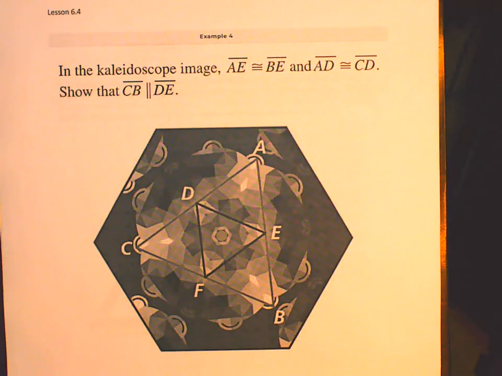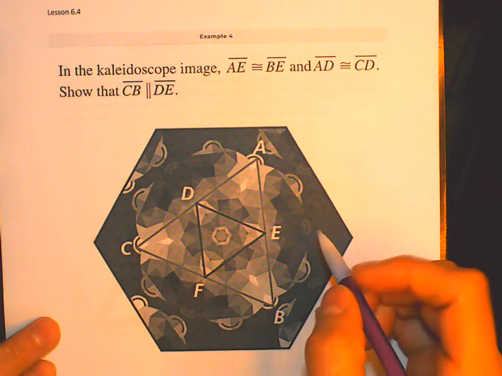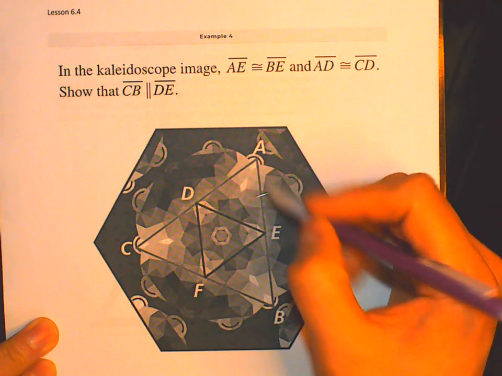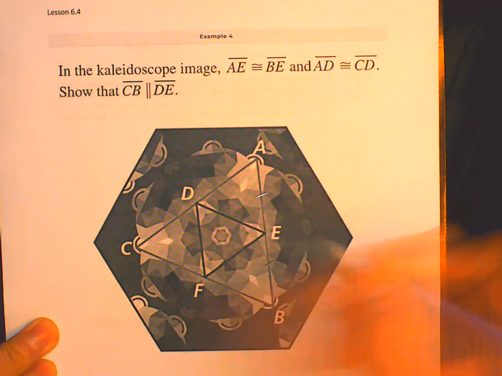Example number 4. In the kaleidoscope image, you have AE congruent to BE and AD congruent to CD, and we need to show that those two are parallel. So let's mark some of these congruent. AE, that one right there, and BE, this one right here.